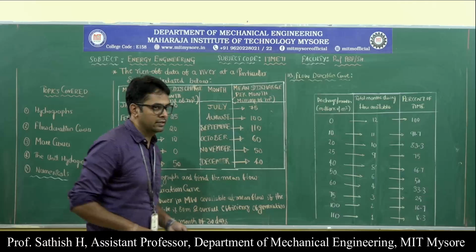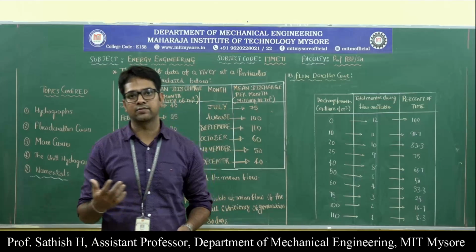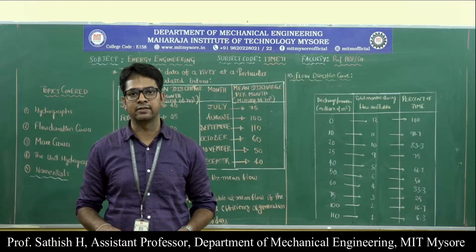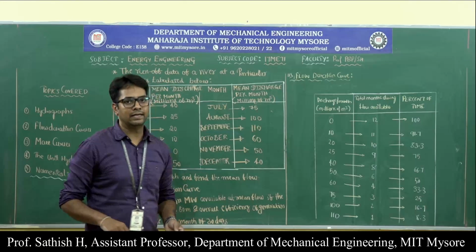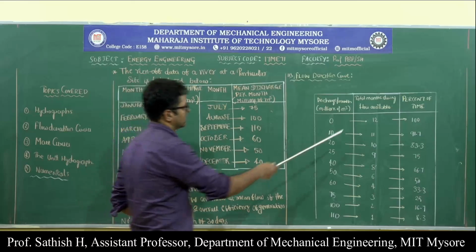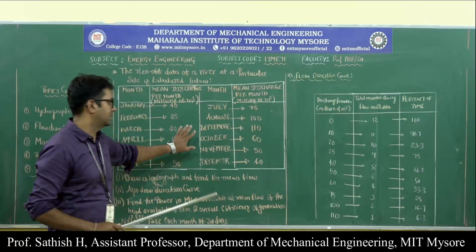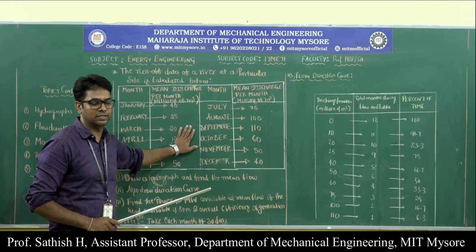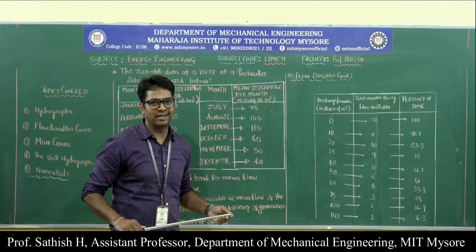For drawing the flow duration curve, we know that on the x-axis we have time taken in percentage, and on the y-axis we have discharge. So for that we need a table. That table is shown here. This table is written based on the data which is given in the question. Let us analyze that table. How did we write that table?